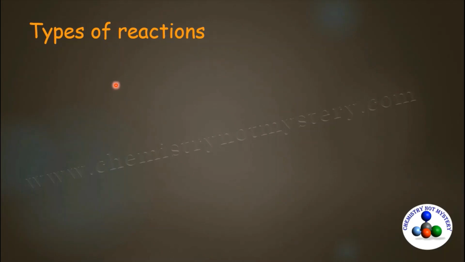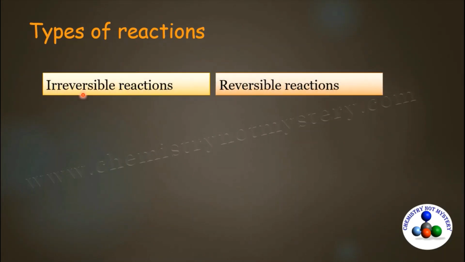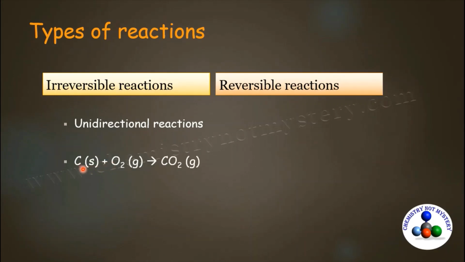Reactions can be of two types: either irreversible or reversible. Irreversible reactions are unidirectional reactions that happen only in one direction. For example, when carbon reacts with oxygen, you will get carbon dioxide. This reaction is unidirectional because you can't get carbon back from the carbon dioxide. It is an example of a combustion reaction. When you burn something, you can't get it back.